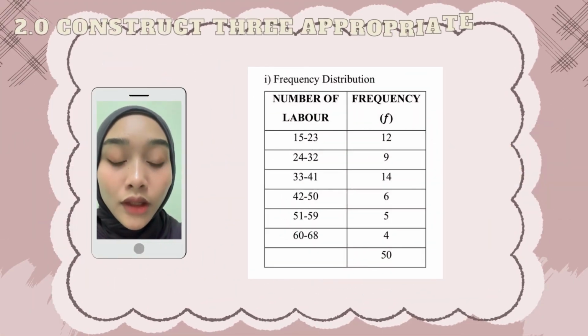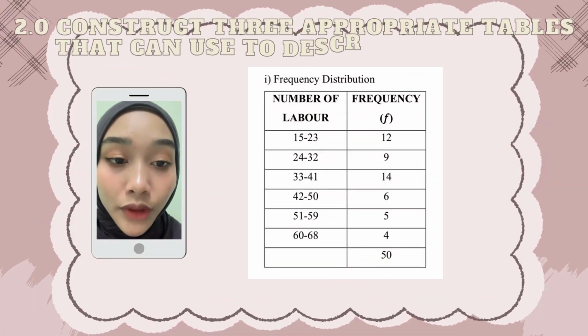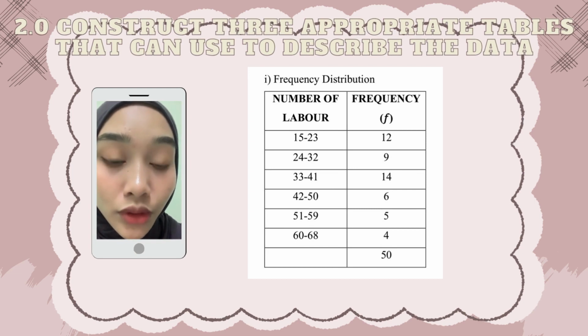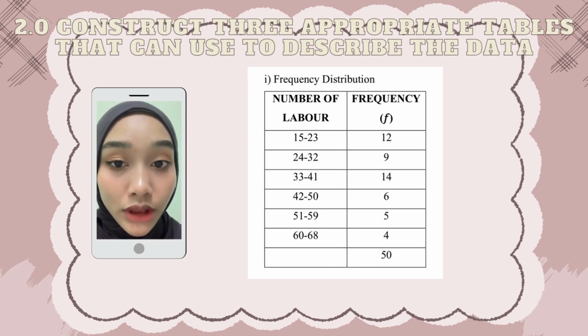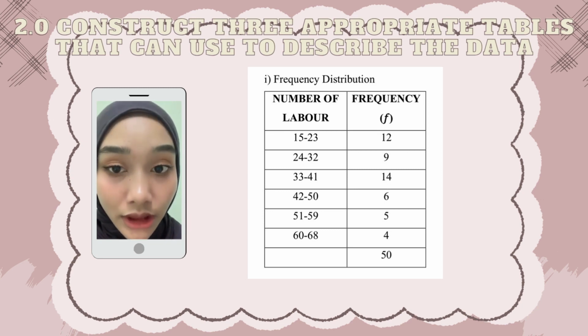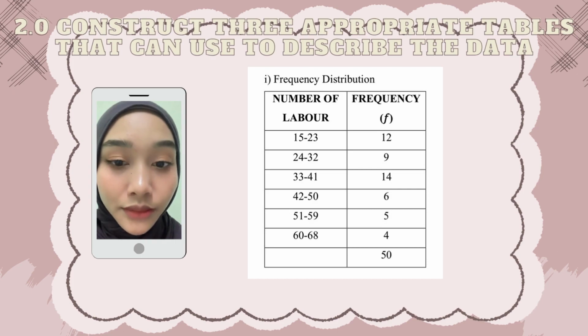Construct 3 appropriate tables that can be used to describe the data. So there are 3 tables, which are frequency distribution, cumulative frequency, and relative frequency.